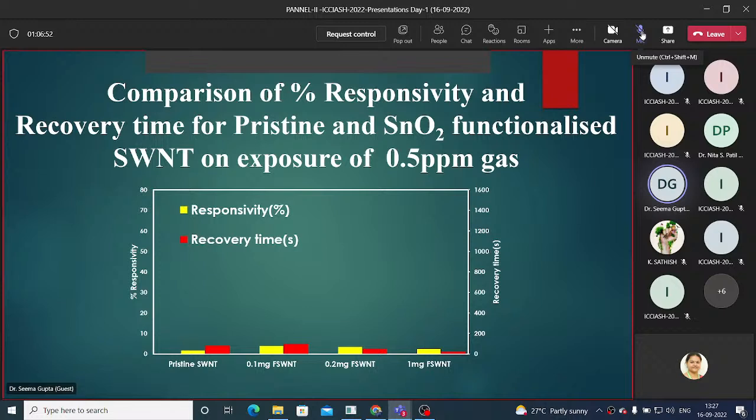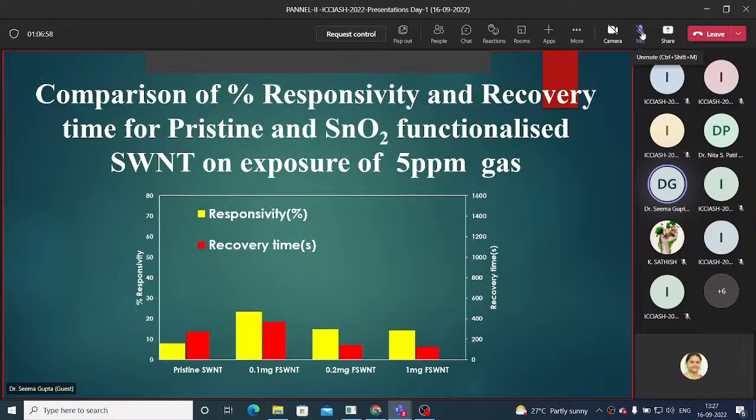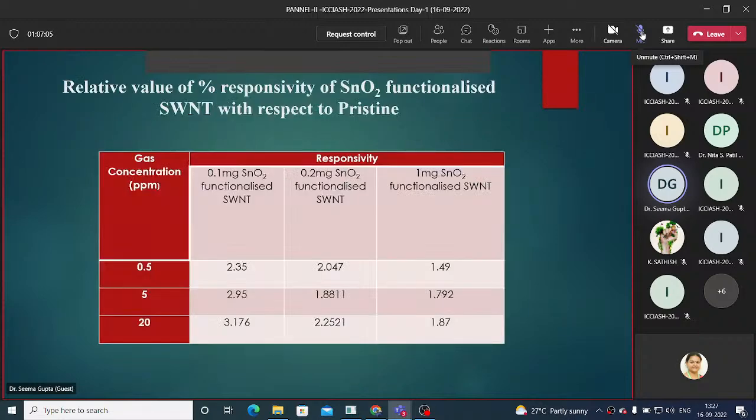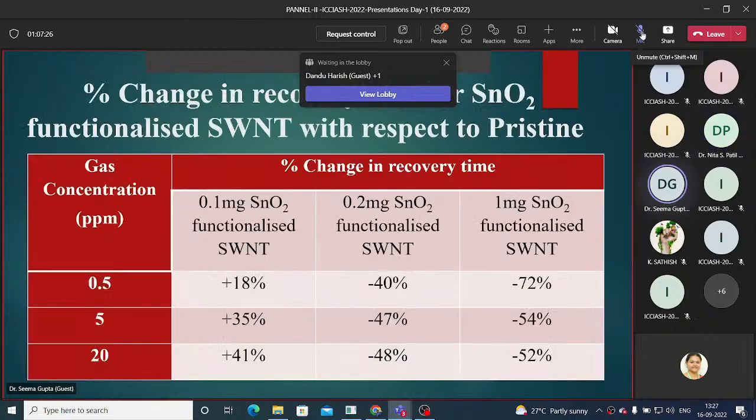So we have plotted the graphs for three representative concentrations. First is for 0.5 ppm of gas, second is 5 ppm of gas, and third one is 20 ppm of NO2 gas. What inference we draw from these graphs is that the relative value of percentage responsivity on functionalization is very high for 0.1 mg SnO2. However, the increase is there, but it is lower for 0.2 mg functionalization and 1 mg functionalization. And when we compare the percentage change in recovery time, we see that for 0.1 mg functionalization, recovery time increases. However, for 0.2 mg functionalization and 1 mg functionalization, recovery time decreases.